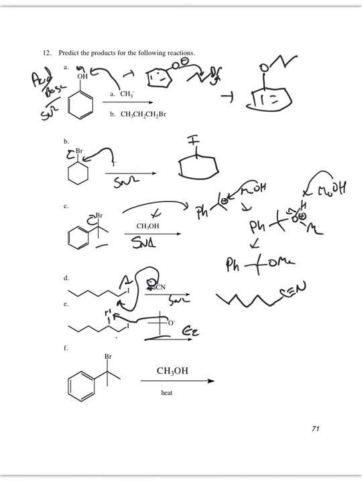And it's going to grab the hydrogen, form the double bond, kick off the leaving group, and we get the alkene. And then the last one, since we have heat, it's going to be an elimination. We have a tertiary leaving group and a weak base, weak nucleophile, so it has to be an E1 elimination.